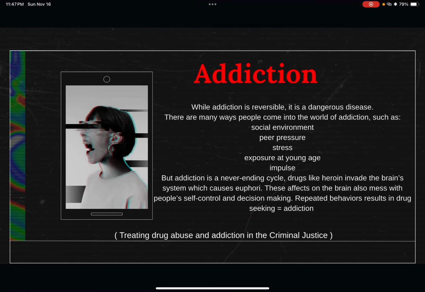Like I said, addiction as a whole is reversible. You can get treatment for it, but it is a very dangerous game and basically a disease for someone in their brain.